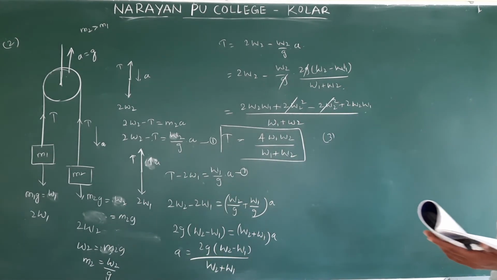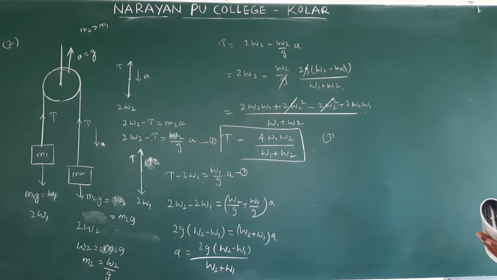Okay, third question. Consider the system shown in the figure. The pulley and the string are light and all the surfaces are frictionless. The tension in the string is... They are asking for T.